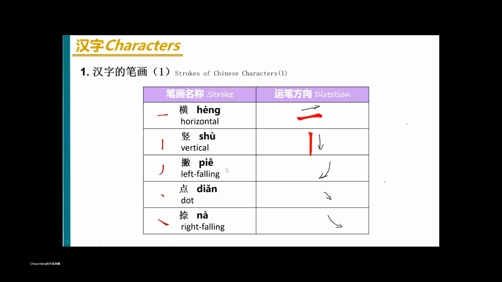And the third one is called 撇. 撇 means a left falling. So first we write half of the 竖, right? Half 竖, and then it goes to the left. 撇, like this. Also, just like 竖, the direction is from the top to the bottom.